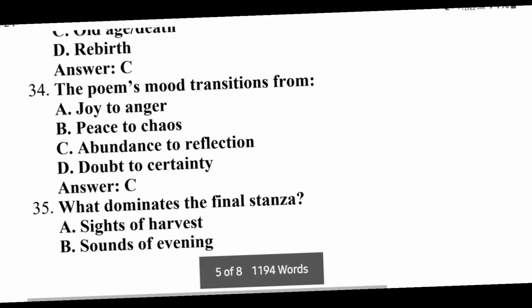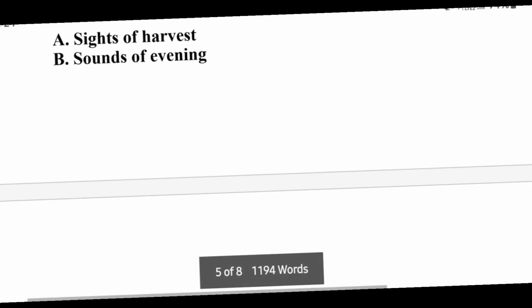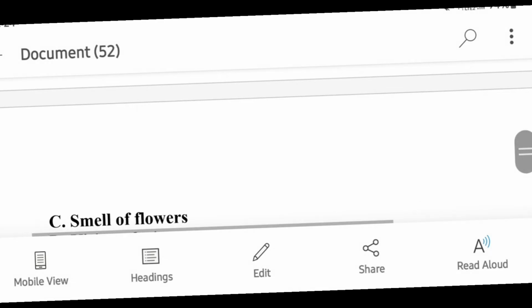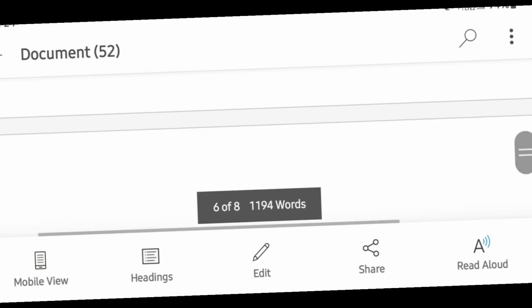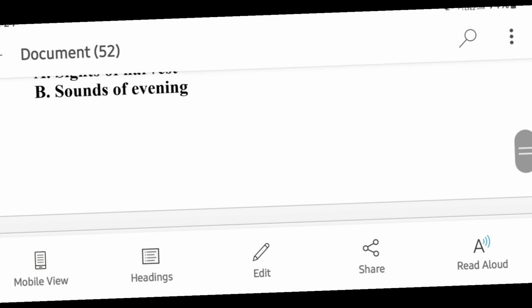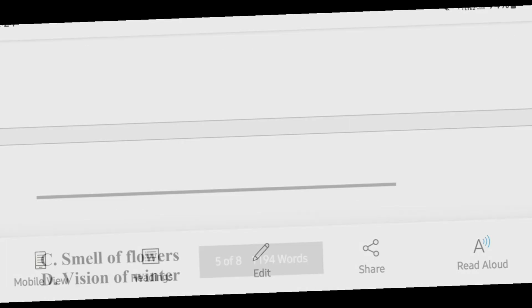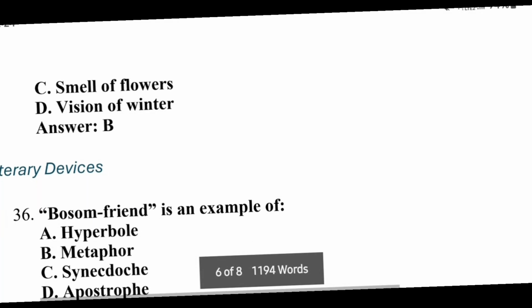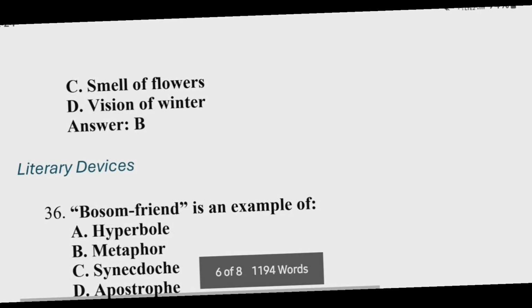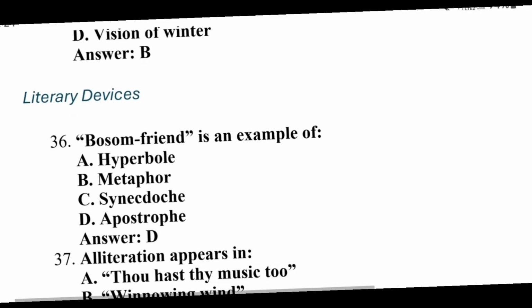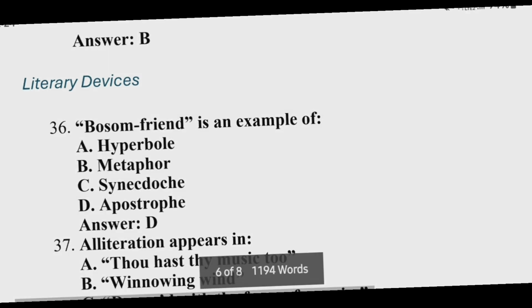What dominates the final stanza? The final stanza is dominated by sounds of evening. Now the literary devices used in this poem. Bosom friend is an example of apostrophe.